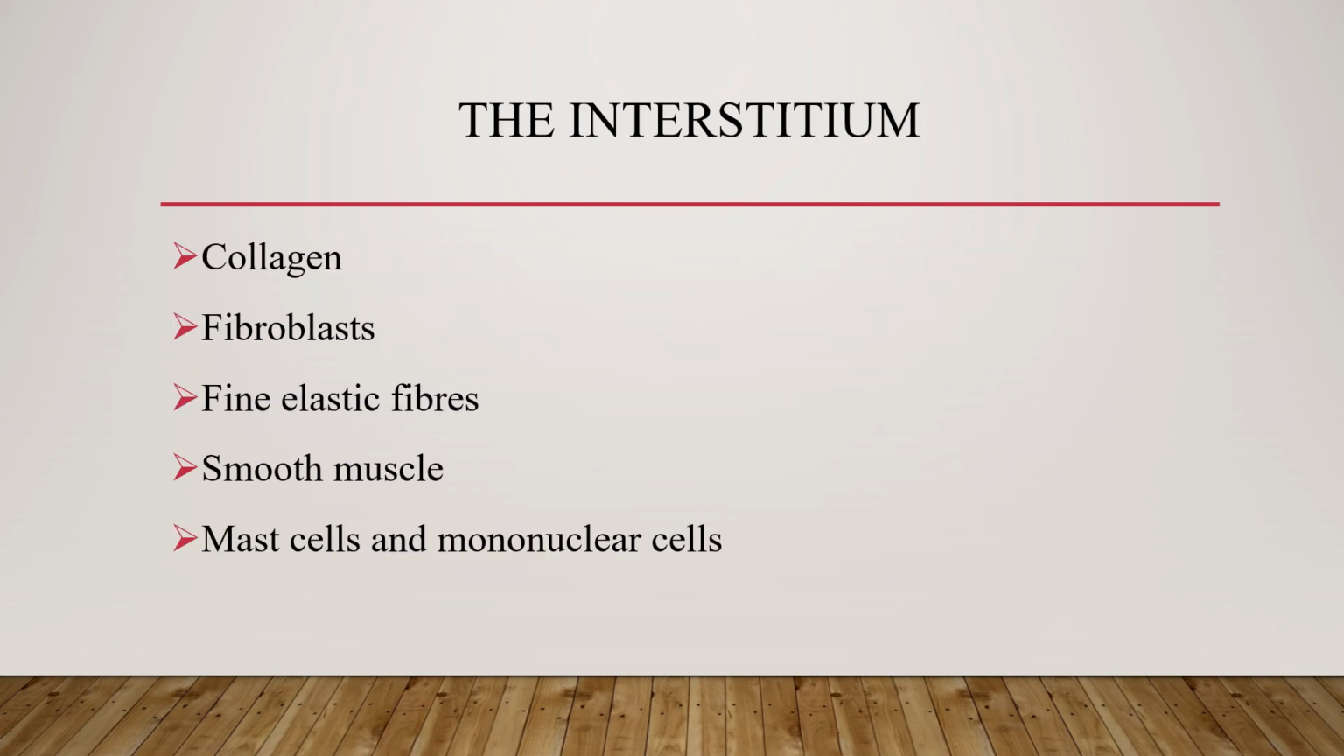The interstitium. The interstitial wall consists of collagen bundles, some fibroblasts, few fine elastic fibers, smooth muscle, mast cells and mononuclear cells. That is the alveolar macrophages.